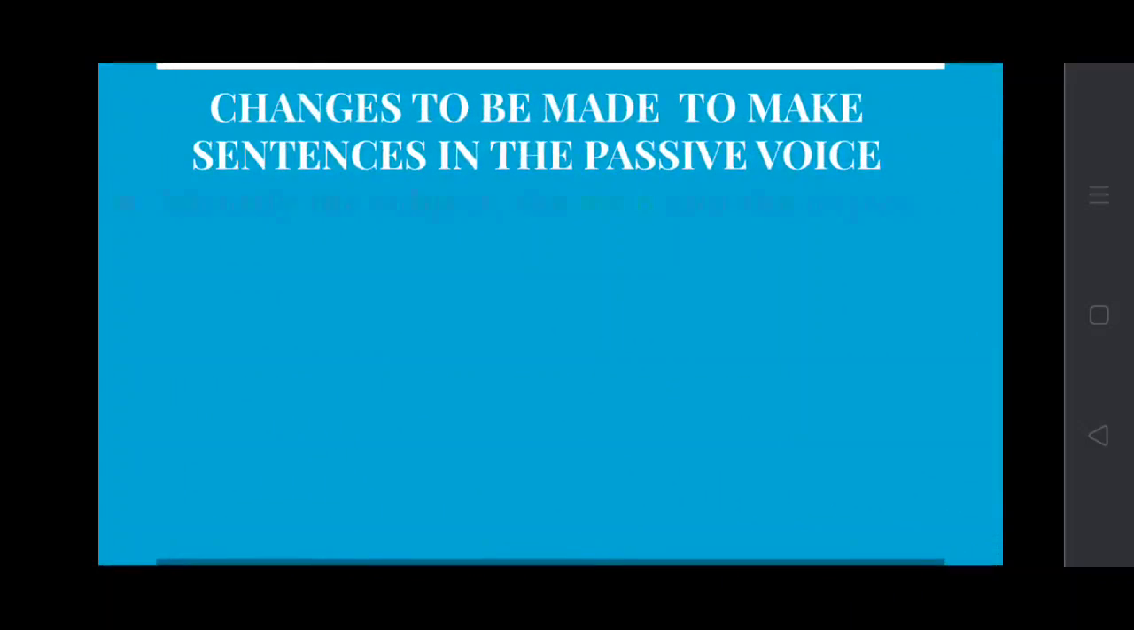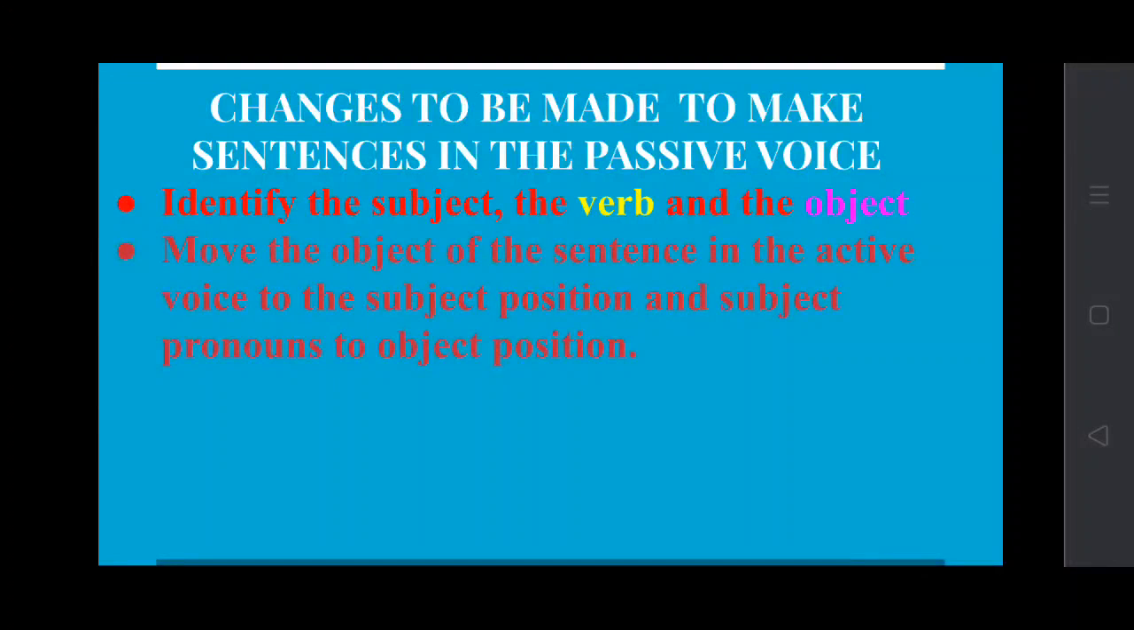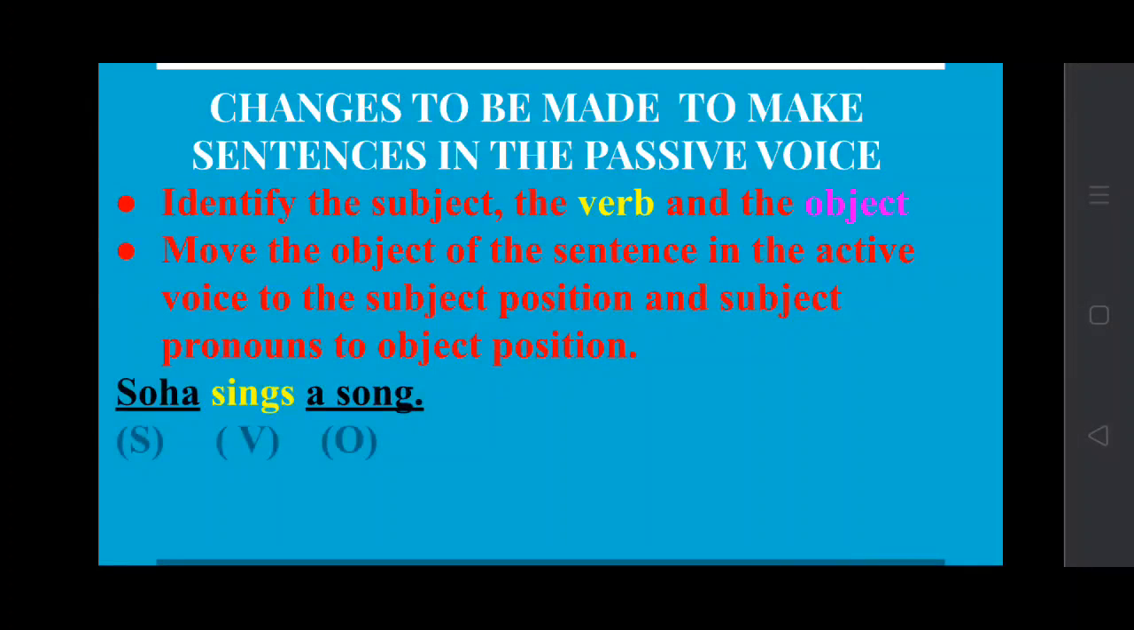Then what changes are to be made to make sentences in the passive voice? So first of all, the first step is to identify the subject, the verb, and the object. Then the second step is to move the object of the sentence in the active voice to the subject position. Means we place the object in the first position and the subject to the object position, so they are reversed. Like Soha sings a song. So Soha, the subject, will be placed at the end.